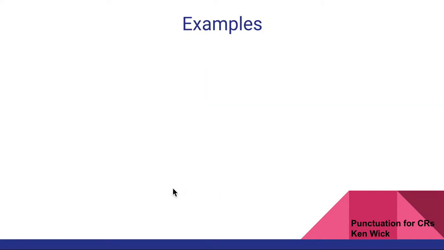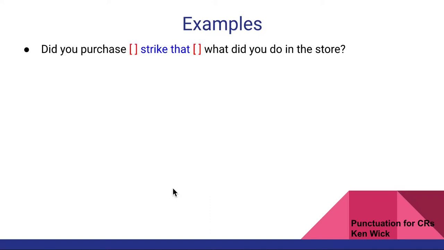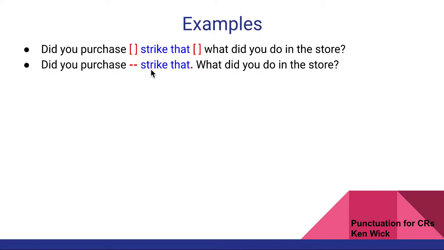So let's get down to the examples. Our first example that we had on the first slide is, did you purchase, strike that? What did you do in the store? Going back to the examples in both the LMEG and the BGGP, you would put a dash in front of strike that and a period after, because strike that is considered an interruption, and we put the period because a new sentence starts up.